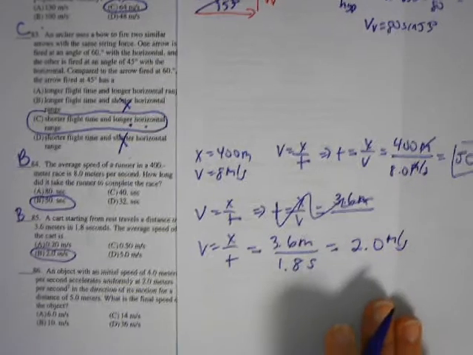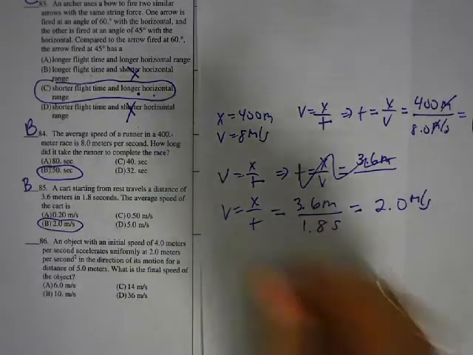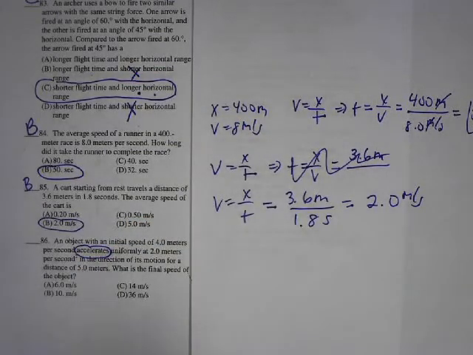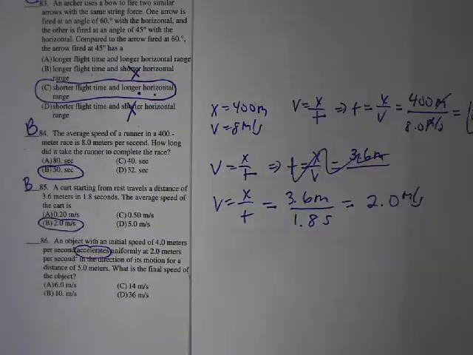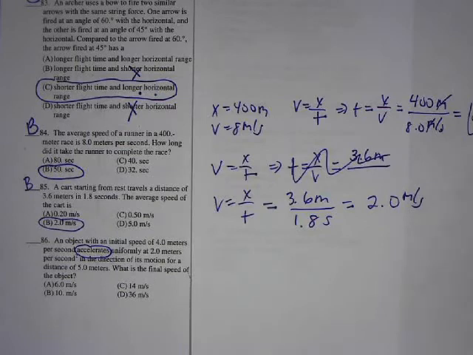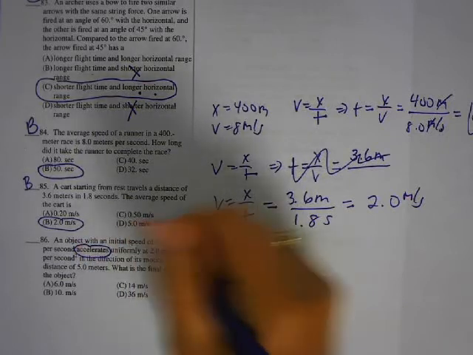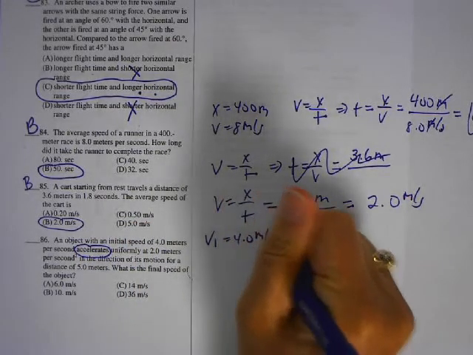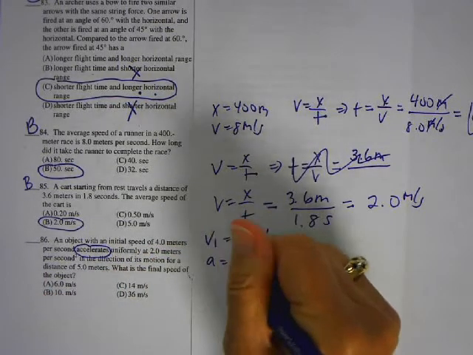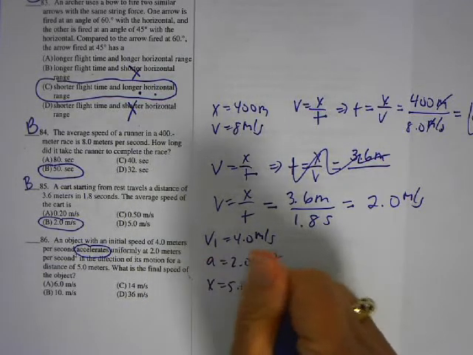All right, number 86. An object with an initial speed of 4 meters per second. Now this one is going to accelerate, so I'm going to have to use my equations. I'm so lucky I don't have to have them memorized because we have them all on our equation sheet that we're going to use for a semester exam. So I'm going to write down what I have because it's going to help me figure out which equation to use. So VI is equal to 4. And we're going to chunk the problems. It accelerates uniformly at 2 meters per second squared in the direction of motion for a distance of 5 meters. What is the final speed?